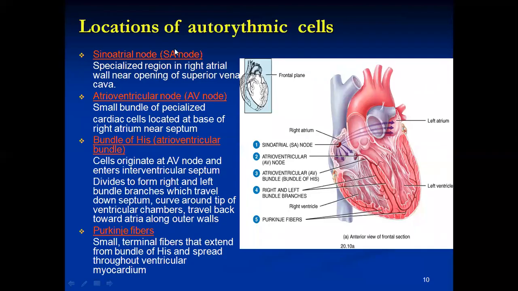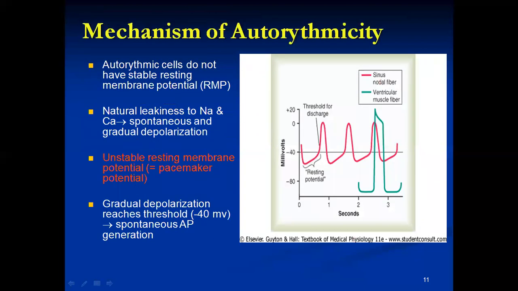Now these are the locations: SA node, AV node, bundle of His, Purkinje fibers. We have discussed this in anatomy of heart also. Here you can see SA node, AV node, bundle of His, Purkinje fibers, where all these are placed. Now how does it occur? They do not have a stable resting membrane potential. They keep on moving. Gradual depolarization reaches threshold, leading to spontaneous action potential generation.